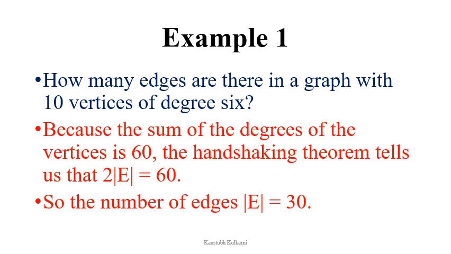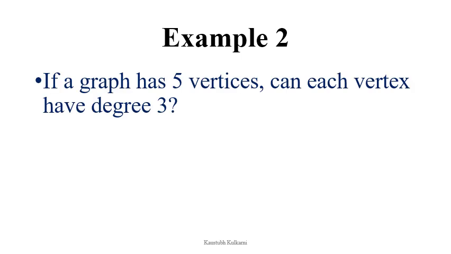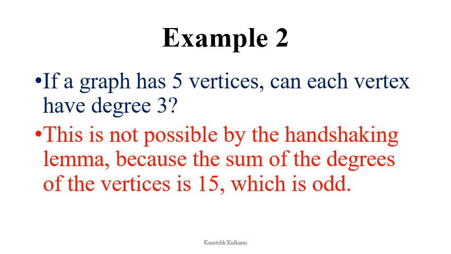Next, if a graph has 5 vertices, can each vertex have degree 3? Is it possible? Let's take a look, purely mathematically. The sum of the degrees will be 5 times 3, that is 15. And 15 cannot be twice the number of edges. If we substitute that in the handshaking lemma, the total number of edges will be 7.5, which is not possible, right?